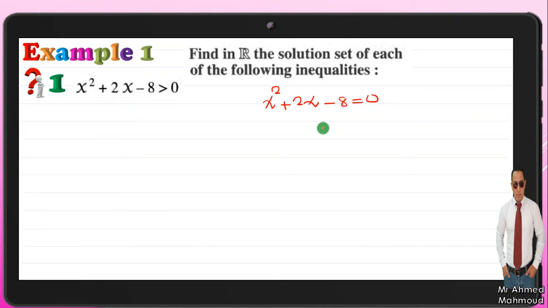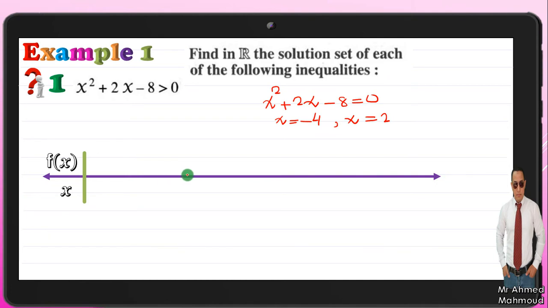And I'm going to find the roots of this equation. The roots of this equation are negative 4 and 2, x equal negative 4 or x equal 2. Of course, by using the calculator or by using the general formula, it's up to you. Then I'm going to draw the number line as we studied in the last lesson. Here we have negative 4 gives me 0, and 2 also gives me 0.